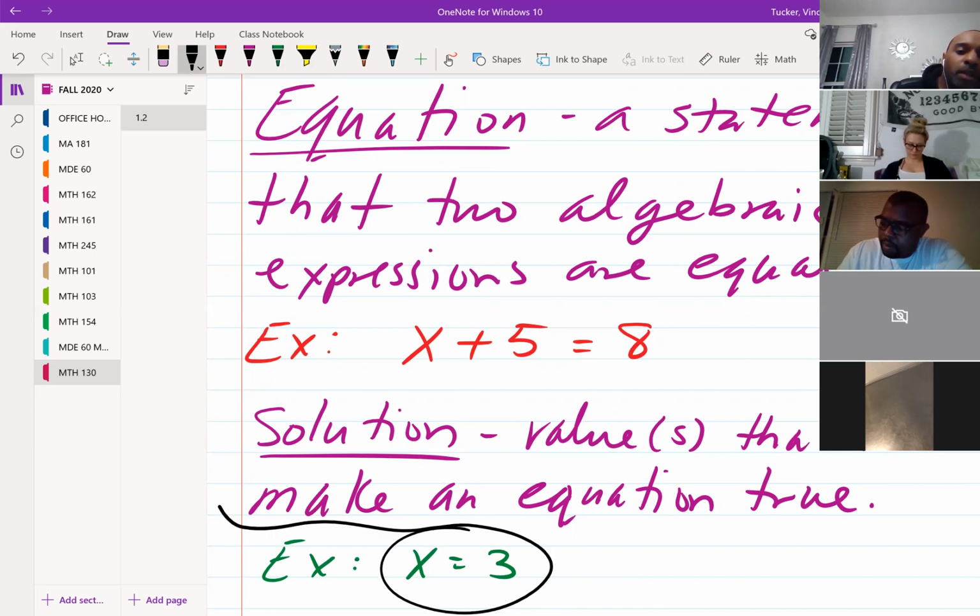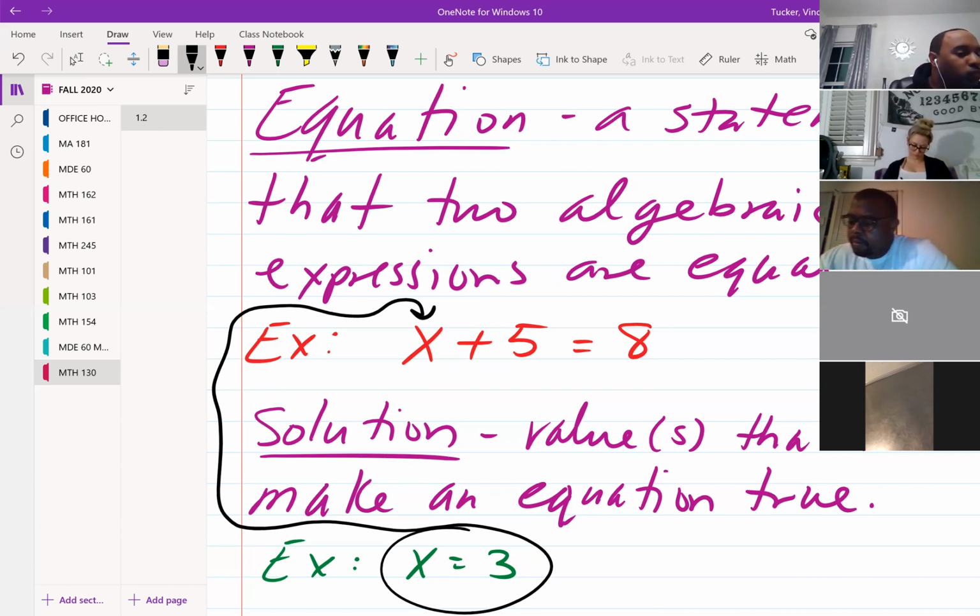So if I were to take that 3 and plug it in here, we see that 3 plus 5 is equal to 8. So you want to know when is x plus 5 equal to 8? That's when x is equal to 3. All right.